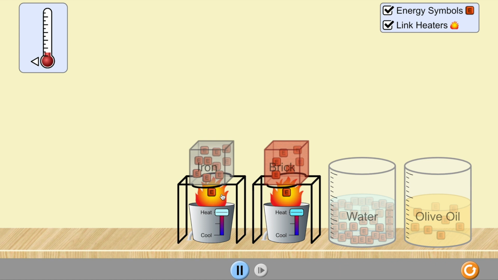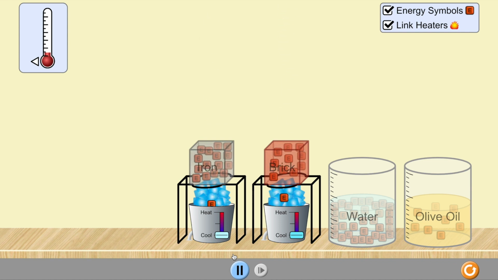Notice that in our simulation, thermal energy is moving from the fire to the brick and the iron, moving from the heat source to the substance that is cooler. With thermal energy, energy always flows from the hotter substance to the cooler substance. I'm going to repeat that because it's important. Energy always flows from the hotter substance to the cooler substance.